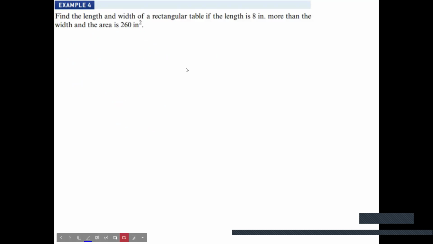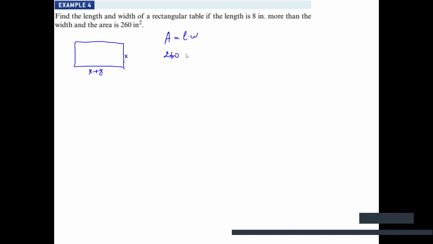So find the length and width. So some fairy tale story of a rectangular table: if the length is 8 inches more than the width and the area is 260. So rectangle. So if the width is x, then x plus 8 is the length, right? So area, what is area? Width times length.